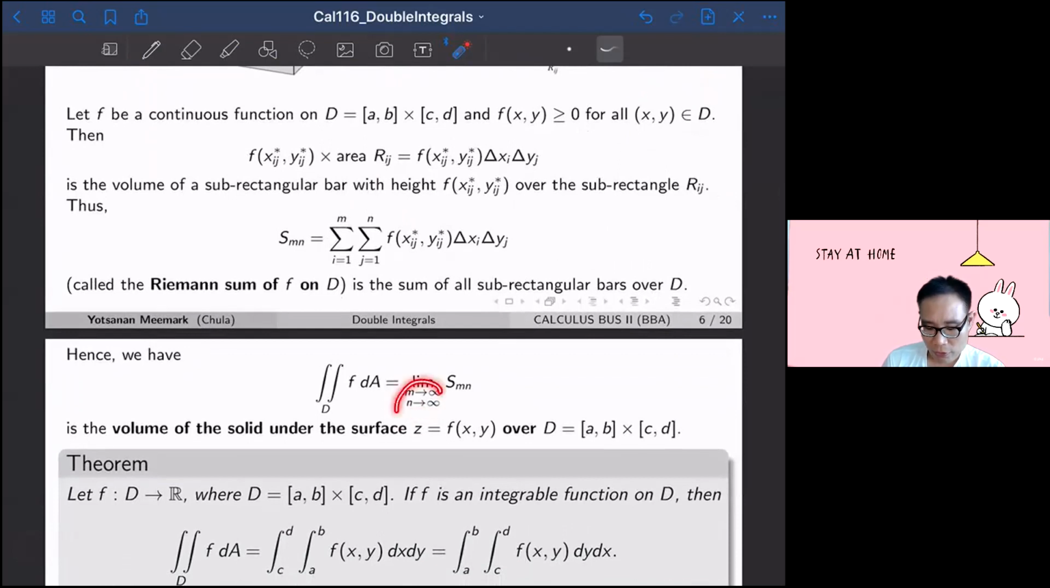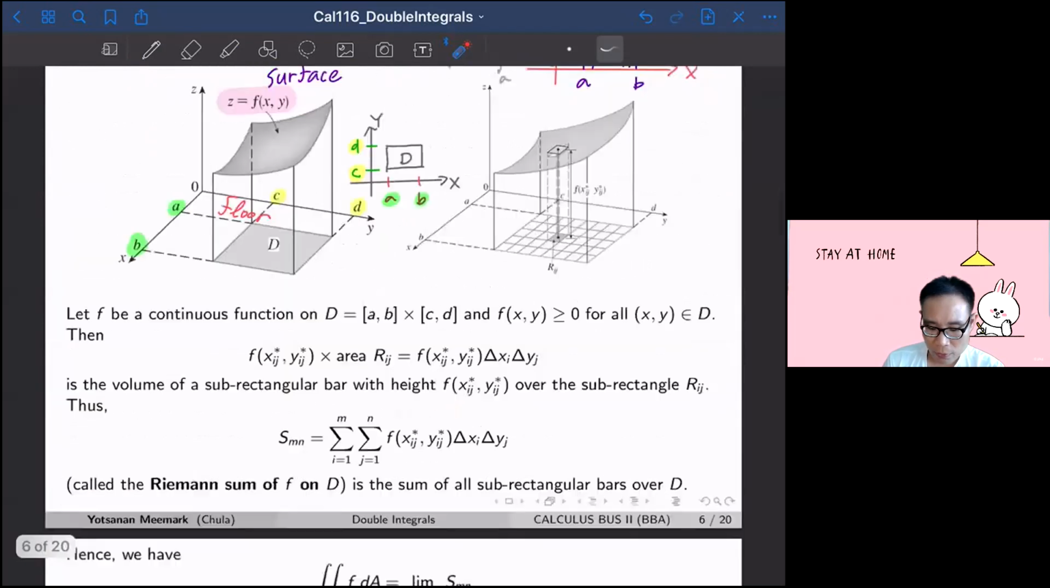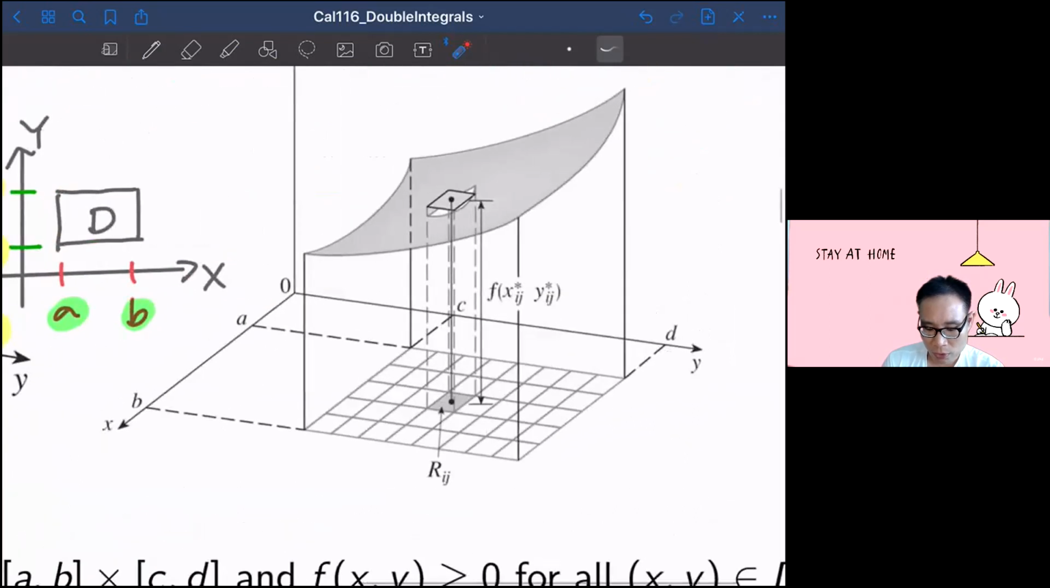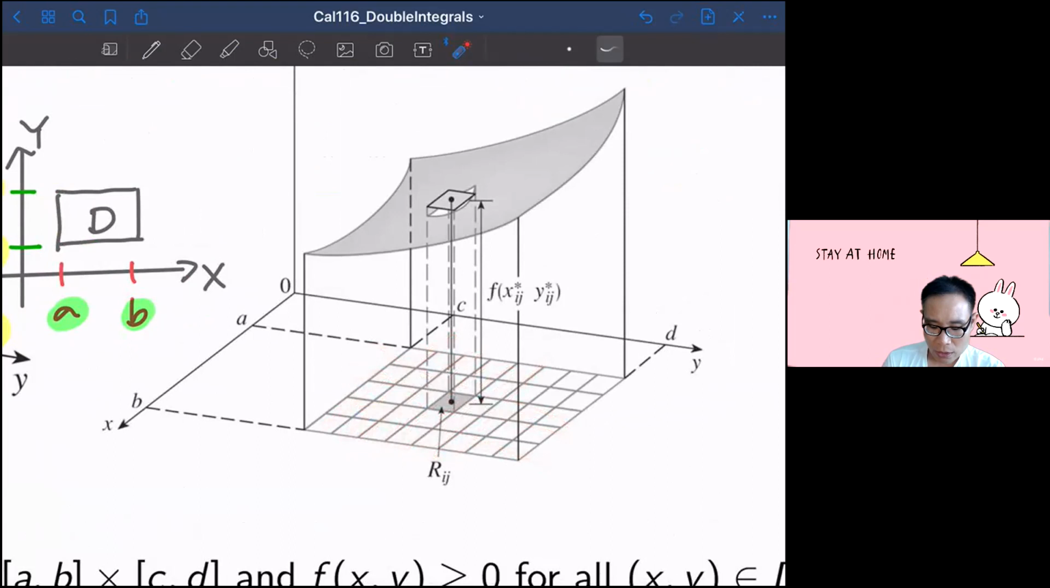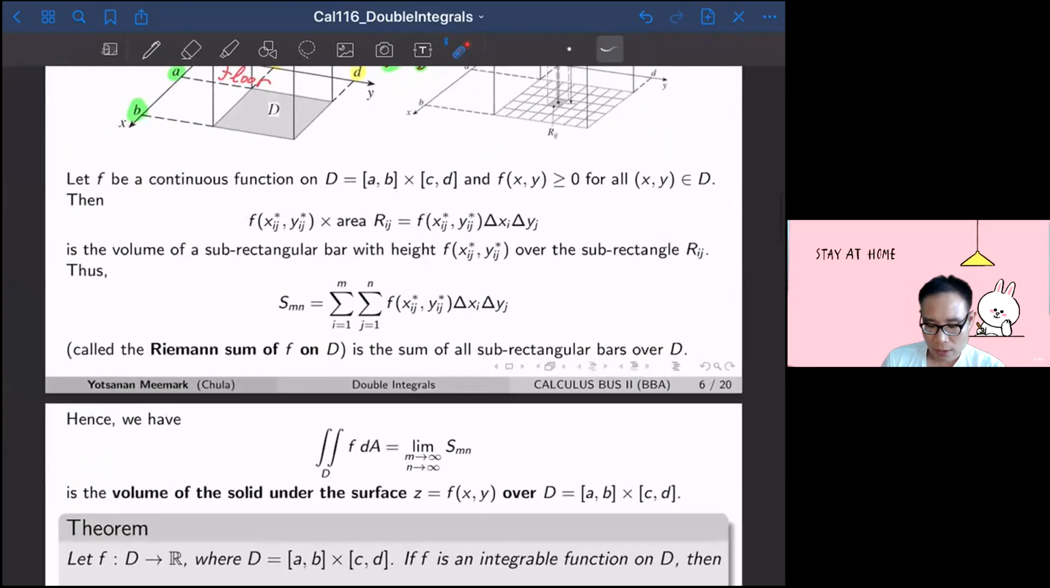So if you have this go to infinity, which makes each rectangle very small, it's going to be kind of like this one. You see that you would get the volume of the solid, and this limit turns out to be the volume of the solid under the surface z equals f(x,y) over the rectangle D.